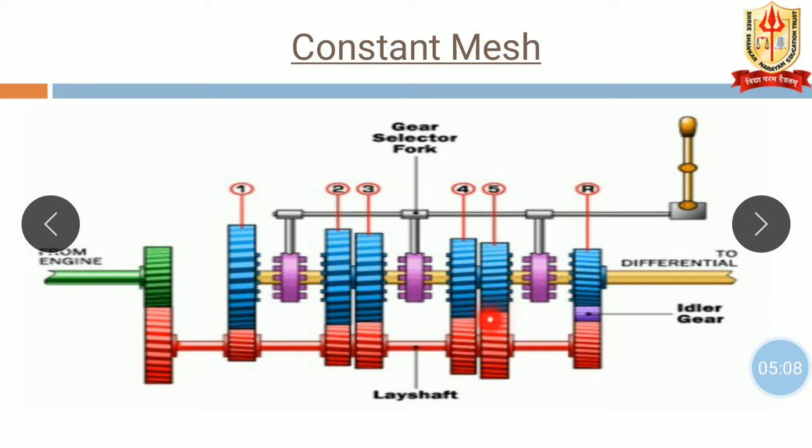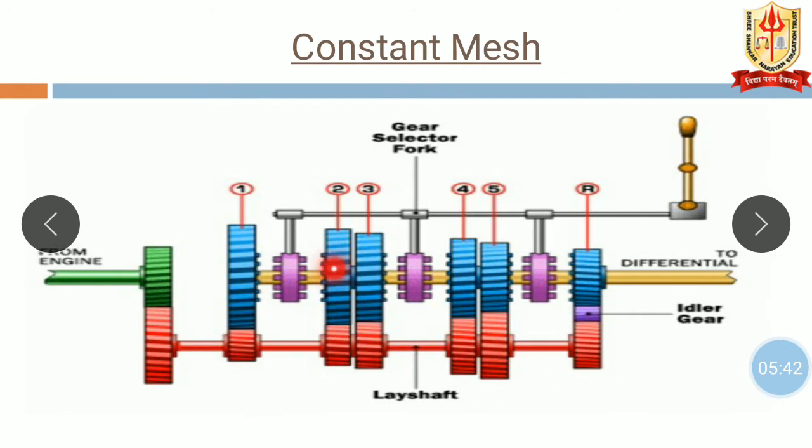The gears on the lay shaft and the gears on the main shaft are in continuous contact. That's why it is named the constant mesh gearbox. Let's first see the components. We have the engine shaft from the engine, then the lay shaft, and this is the main shaft. And these are the number of gears.